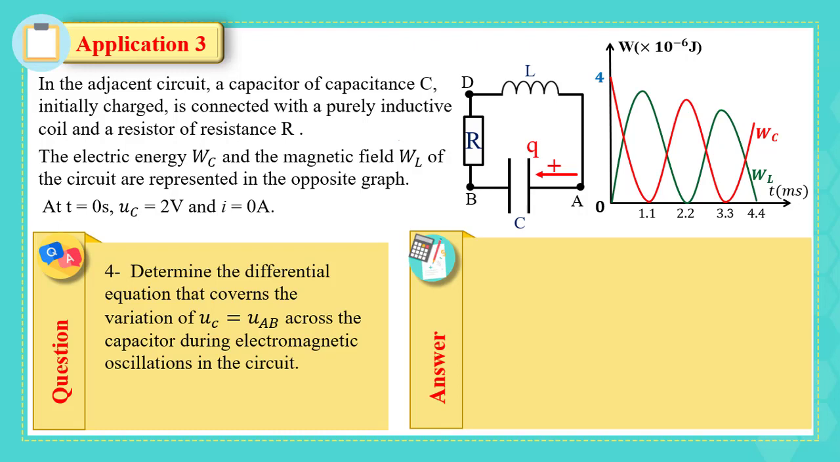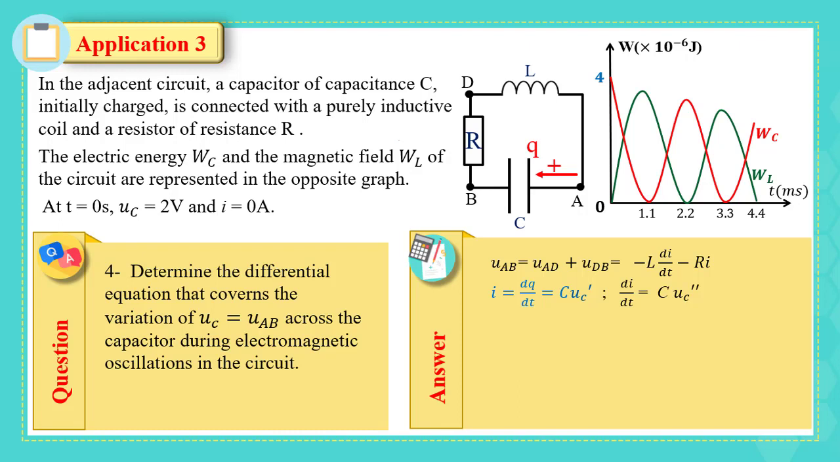The fourth part: determine the differential equation that governs the variation of UC equals UAB across the capacitor during electromagnetic oscillations in the circuit. We start with the law of addition. It is UAB equals UAD plus UDB. Referring to the positive sense, UAB is written as UC equals minus L dI by dt minus Ri. I here is plus dq by dt since the sense is entering the positive plate. So I equals C UC prime and I prime is C UC double prime.